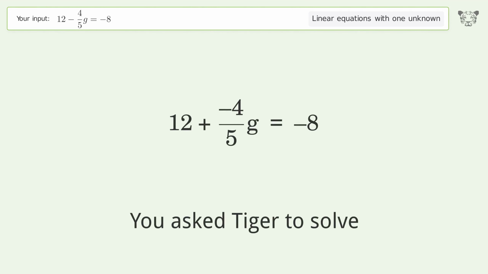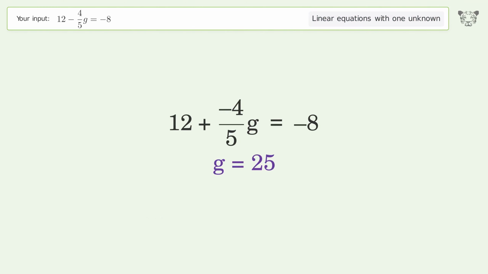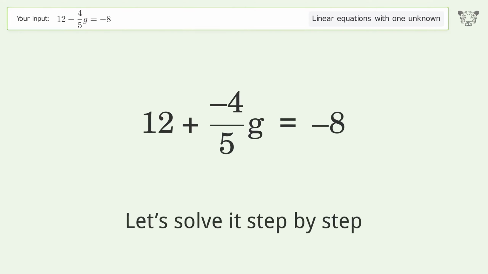You ask Tiger to solve. This deals with linear equations with one unknown. The final result is g equals 25. Let's solve it step by step.